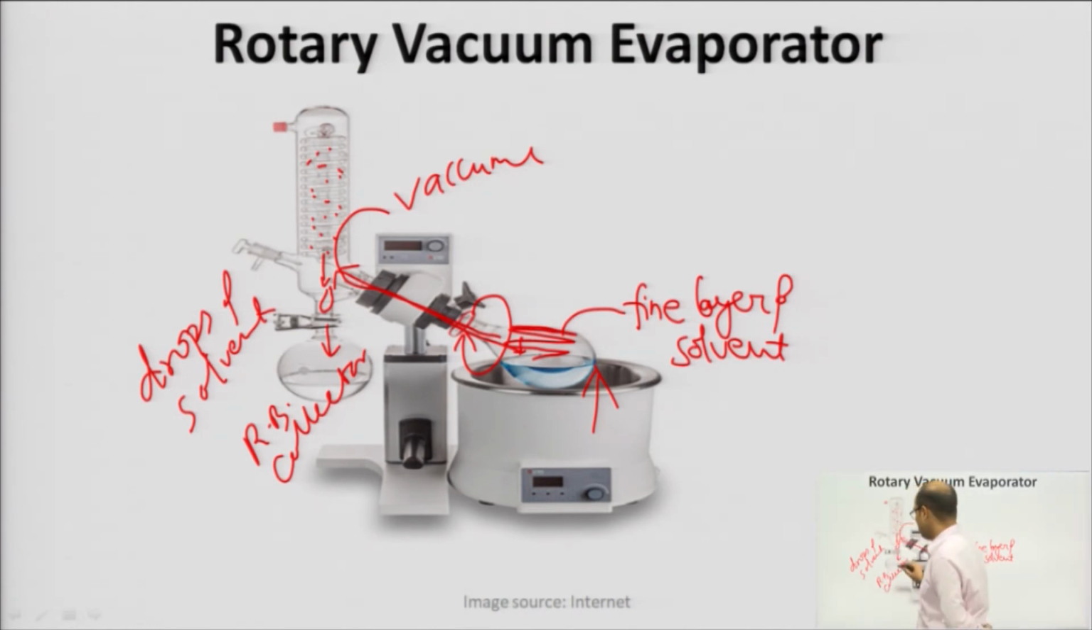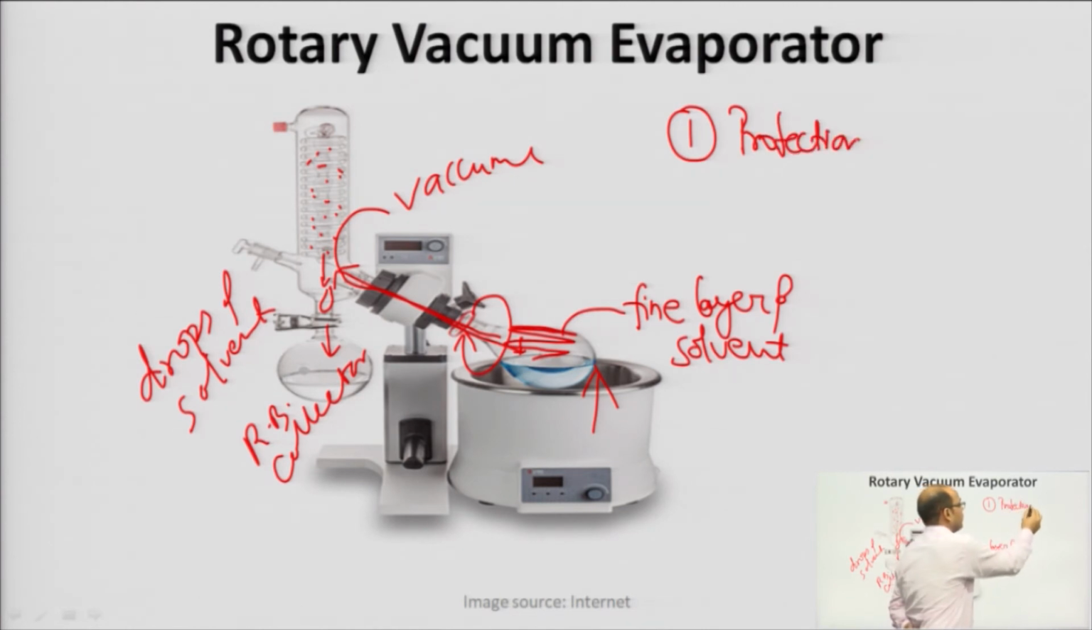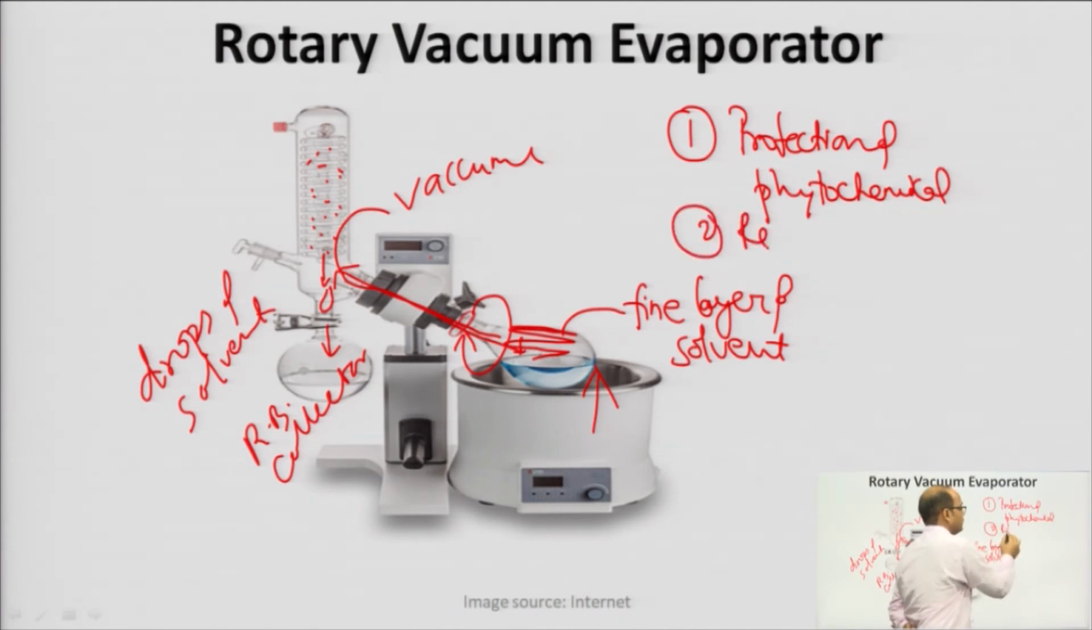So the benefits of this rotary vacuum evaporator are, first thing, you get the protection of your phytochemical, and recovery of solvent.